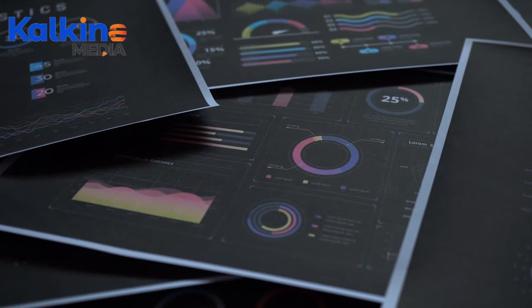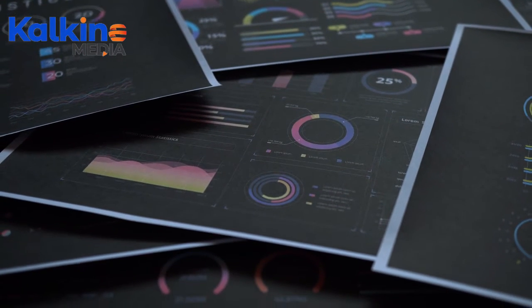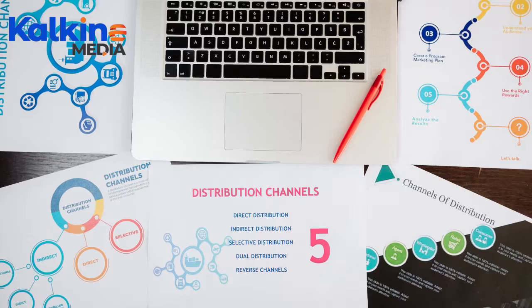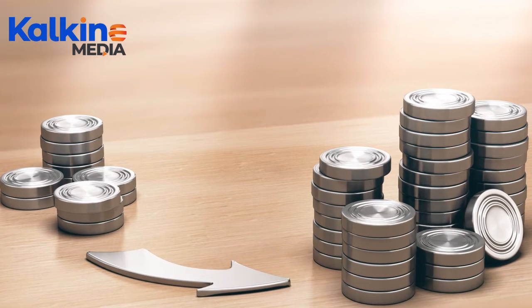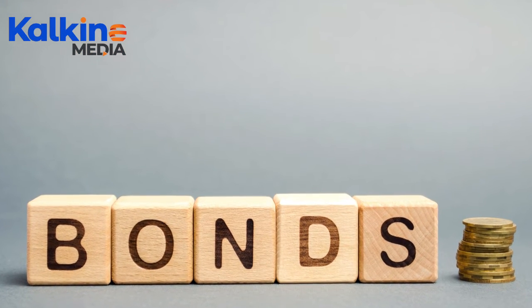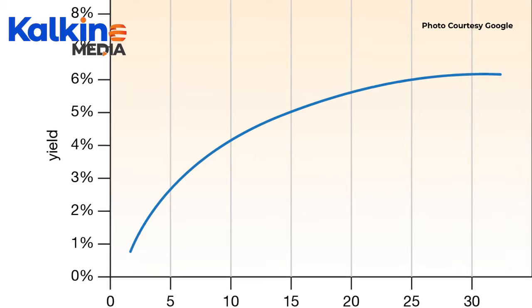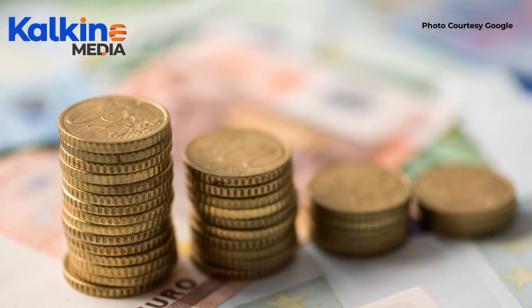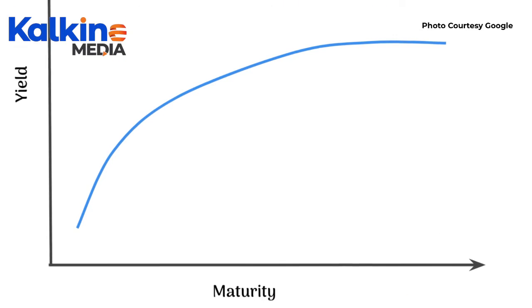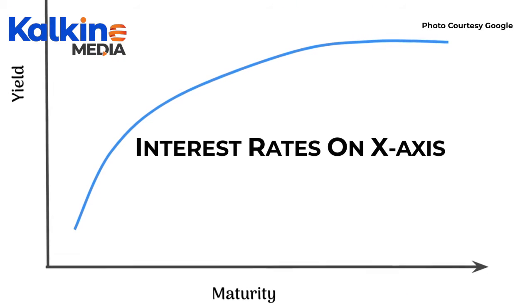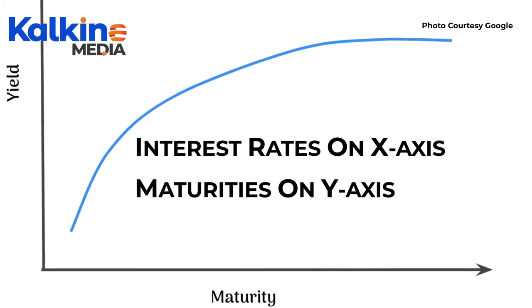Let's see the topic for today. Yield curve. Now let's understand what is yield curve. A yield curve is a graphical representation of interest rates or yields on bonds offered on different maturity dates. Yield curves are important tools used to determine the yield on bonds that have the same credit quality but different maturities. A yield curve has interest rates on the x-axis and the maturities on the y-axis.